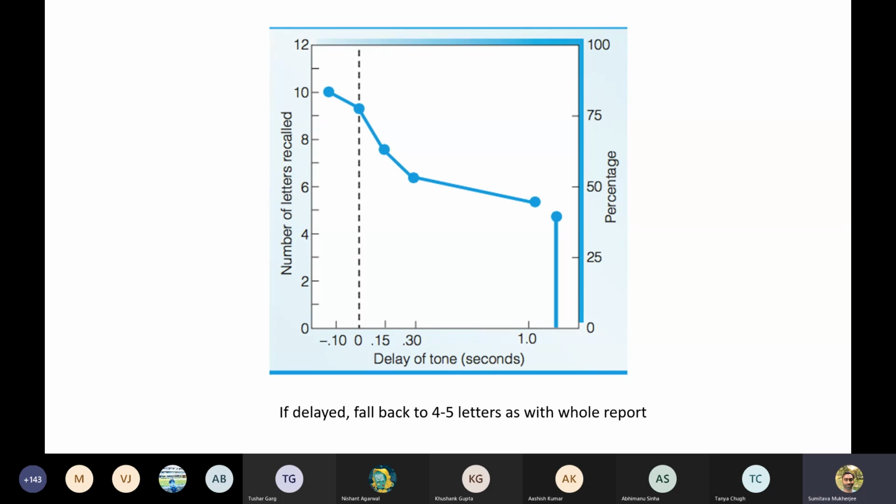But if the cue is delayed for a long time, then by that time the sensory register has faded away, and hence you are reverted back to your baseline performance, which was about 4 letters, which was happening for the whole report. So the effect of the cue goes away if it's delayed. So it's the delay of the cue in seconds, the delay between the cue and the stimuli.